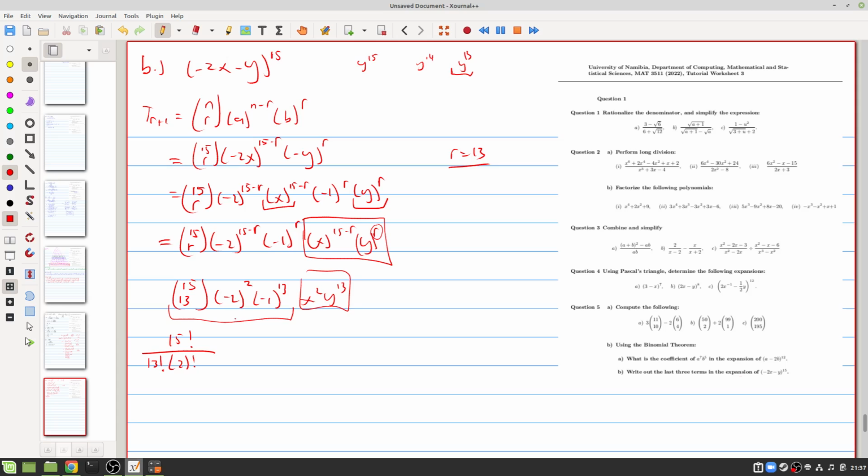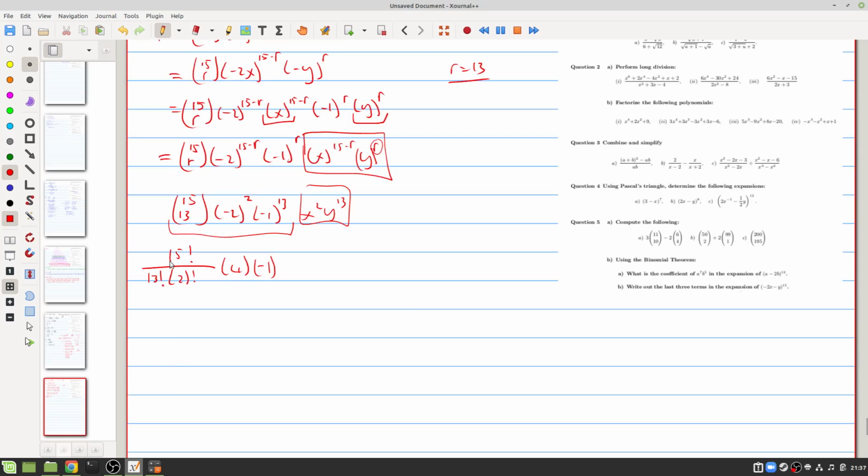And then we've got negative 2 to the power 2, which is 4. Negative 1 to the power 3, which is negative 1. Okay, and then this again we can work out. So that's going to be 225. Let me just use the calculator.